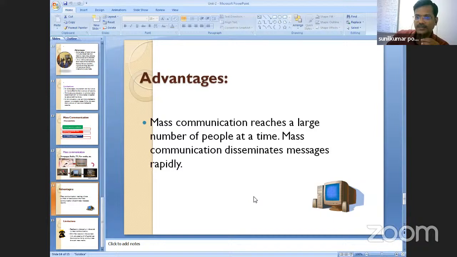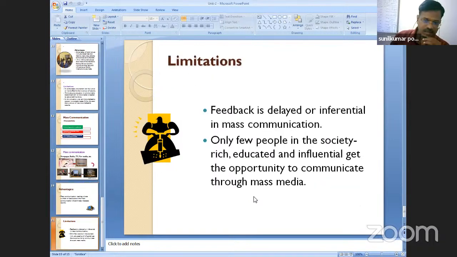The advantages of mass communication are that it reaches a large number of people at a time, and it disseminates messages rapidly. These are the two major advantages. There are a number of other advantages for mass communication as well. There are also limitations, which we discussed for the other three types of communication. Those are the advantages of mass communication. Okay. Next, let us discuss the limitations.